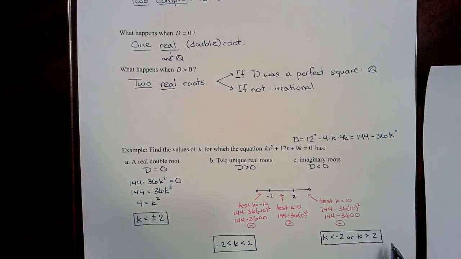So that's how we can use the discriminant to figure out how many answers and what kind of answers we will get when we solve a quadratic trinomial.